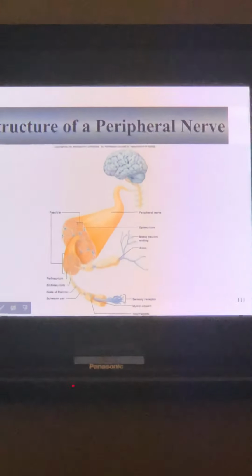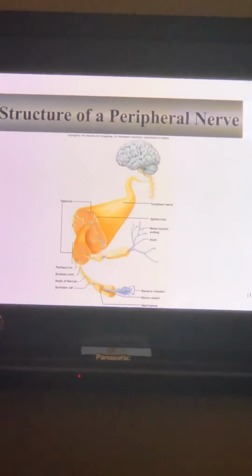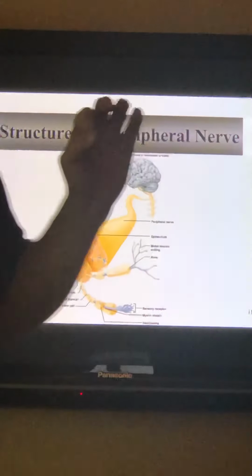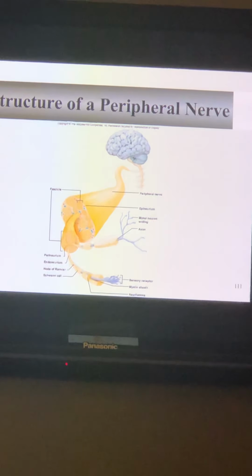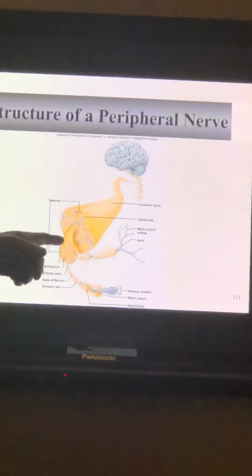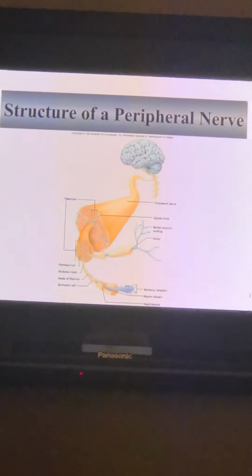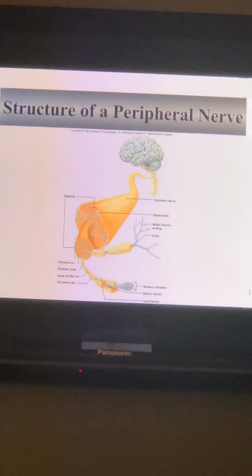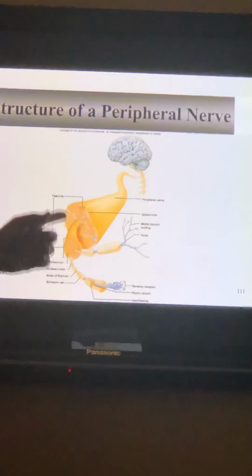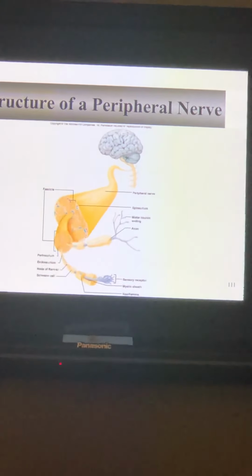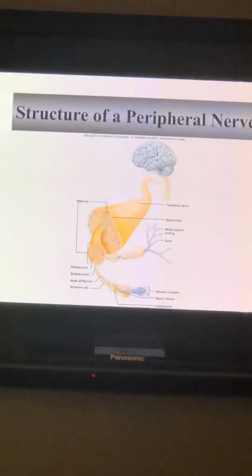This is not a great picture, but I think we had this in the muscle chapter. A single muscle fiber was covered by endomysium. A single nerve fiber is covered by endoneurium. A group of nerve fibers, guess what? It's called a fascicle, just like it was in the muscle. What covers a fascicle of nerve fibers is perineurium. And then if you put a bunch of those fascicles together, it forms the entire nerve, and that is covered by epineurium. So same prefix, just different suffix and different tissue.